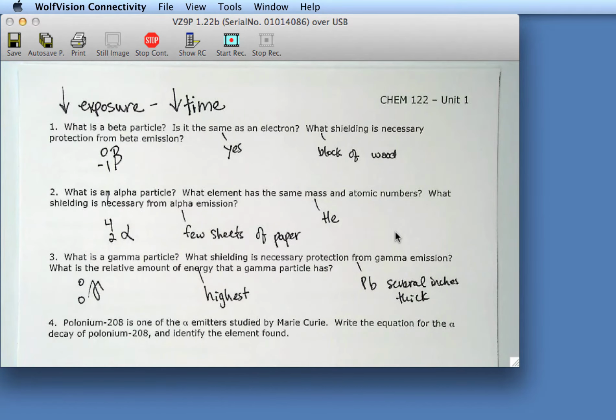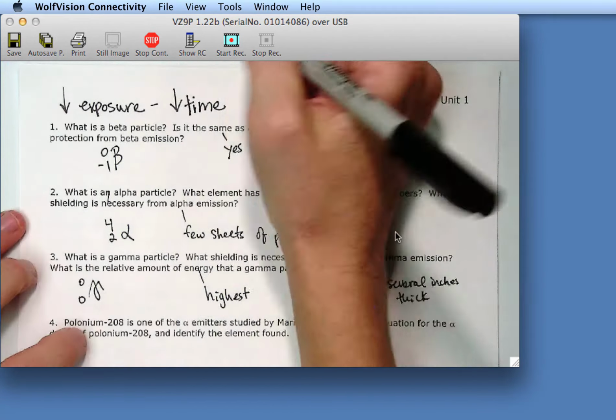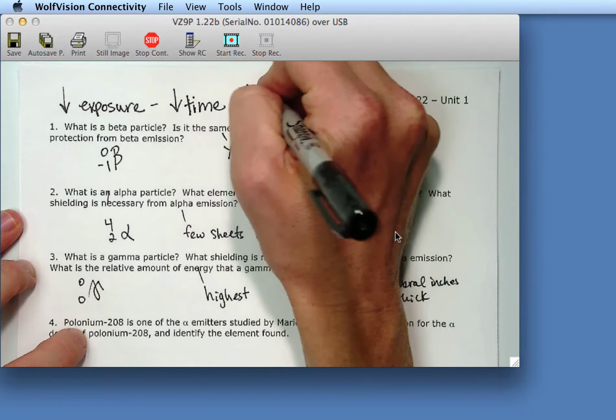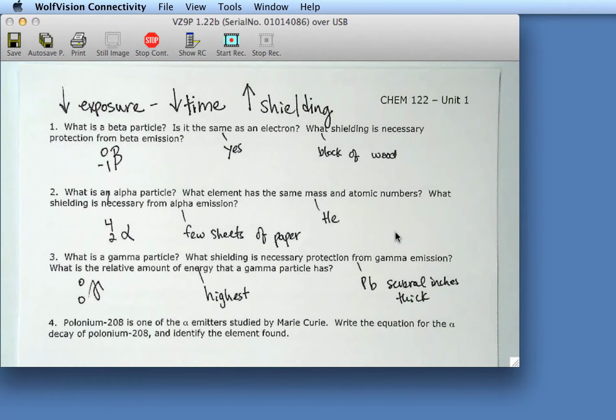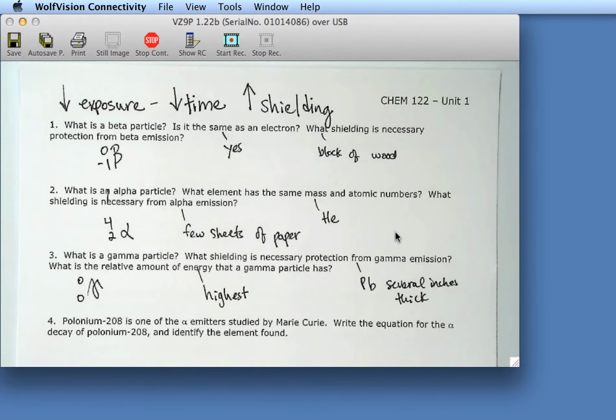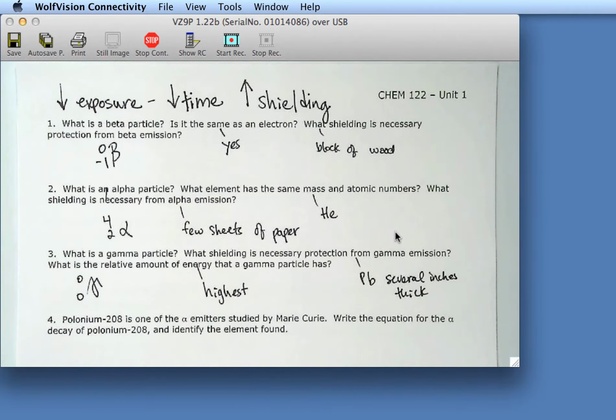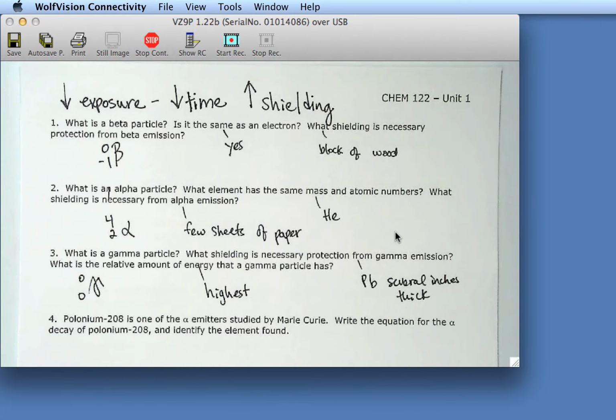Another thing you can do to decrease the exposure is to increase the shielding. So if you decrease the time and you increase the shielding, that's the best way to decrease your exposure to radiation. So just kind of a review, like I mentioned. When you handle radiation, you want to be careful with it. But radiation technicians are all very well monitored. And if you aren't monitored, then you need to find a new job.